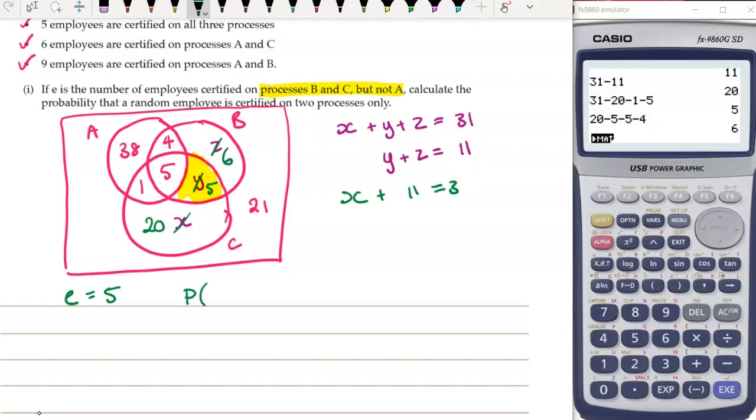Then the probability that they're certified on only 2 has got to be anywhere that they are in 2 circles but not 3. So let's take another color now. Right, this one is B and C but not A. This one's A and C but not B, and this one's A and B but not C. So the total of that we've got is 10 out of 100, or 0.1.